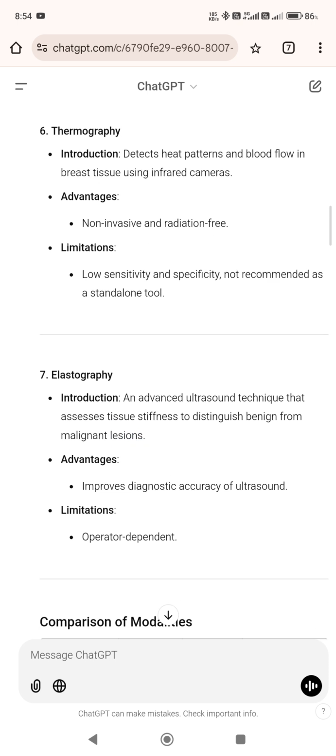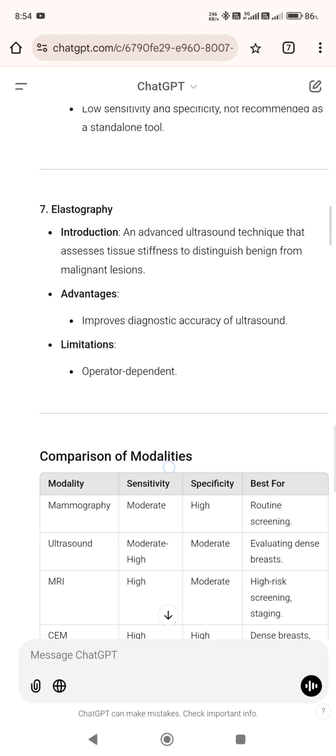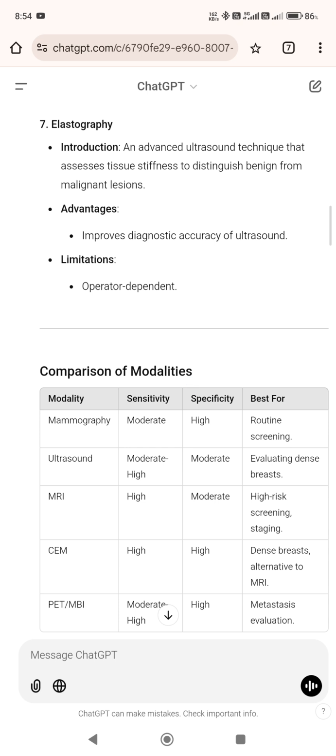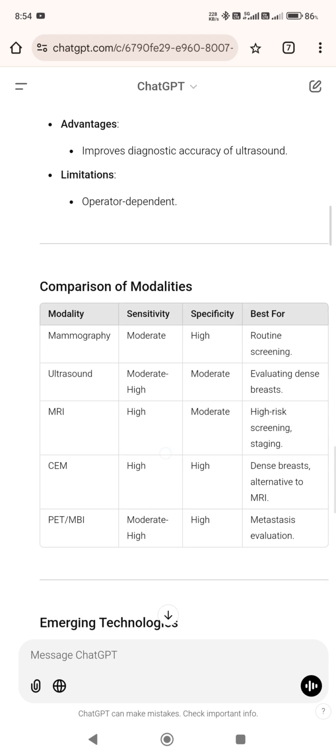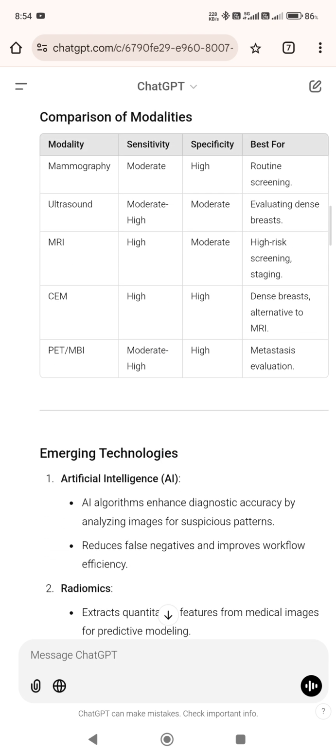6. Thermography. Introduction: detects heat patterns and blood flow in breast tissue using infrared cameras. Advantages: non-invasive and radiation-free. Limitations: low sensitivity and specificity, not recommended as a standalone tool. 7. Elastography. Introduction: an advanced ultrasound technique that assesses tissue stiffness to distinguish benign from malignant lesions. Advantages: improves diagnostic accuracy of ultrasound. Limitations: operator dependent.